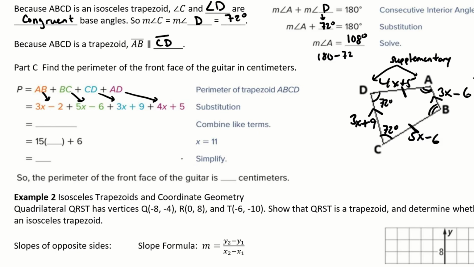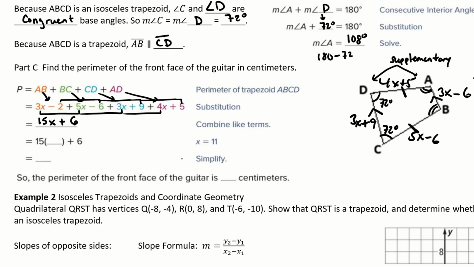Now we're going to combine our like terms here. So 3x plus 5x plus 3x plus 4x. That's going to give you 15x, okay? Now we're going to combine the constants. So we got minus 6, we got minus 6, we got plus 9, and we got plus 5. All right, so if we add those together, we get plus 6.